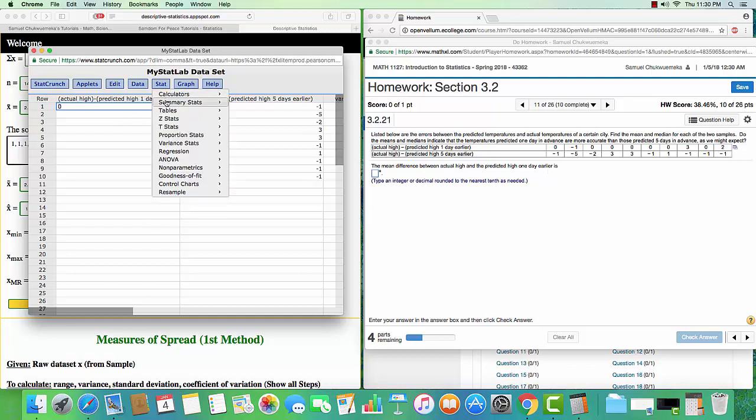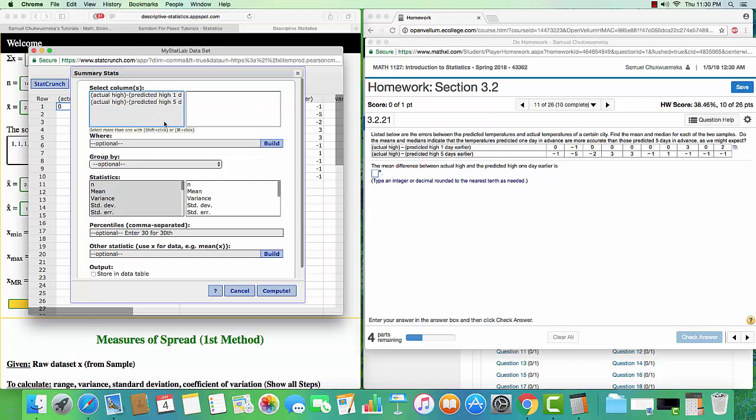So we go to stats, summary stats, columns. Let us go ahead and select these two, okay? Because the next question they might ask will be the one for 5 days earlier. So we click this and press the command key for Mac users, and for Windows users, you press the Shift key. Okay, you can see it here. So we can select these two. Then we click Mean and Median. It's all we need here. So we click Mean, hold down the Command key and click Median. Then Compute.